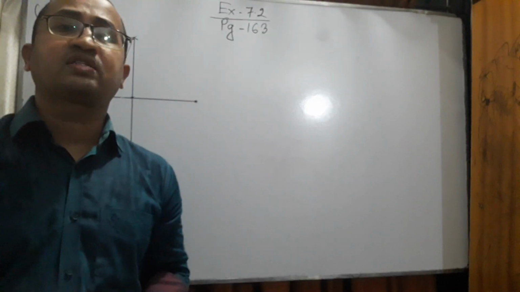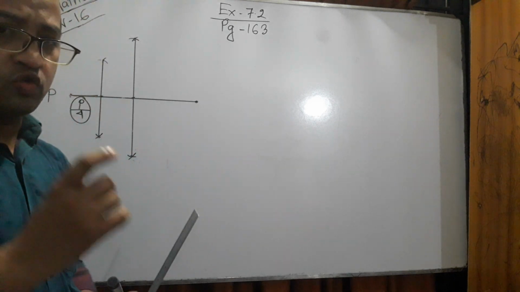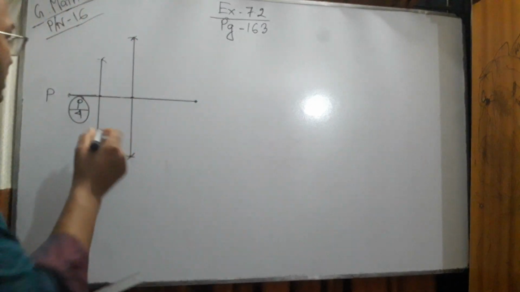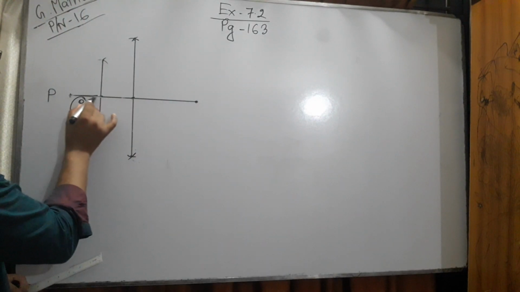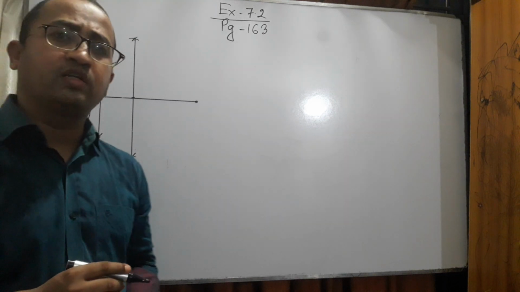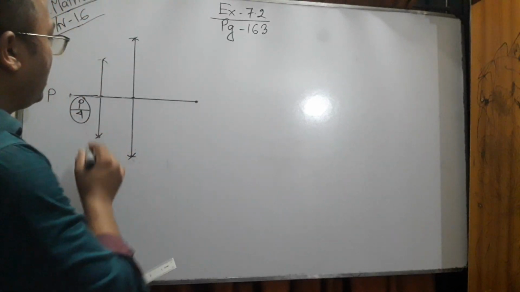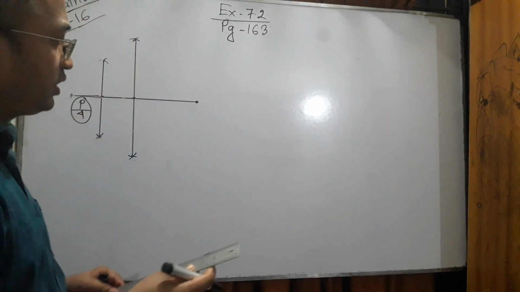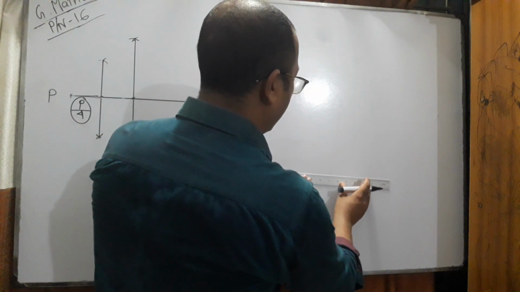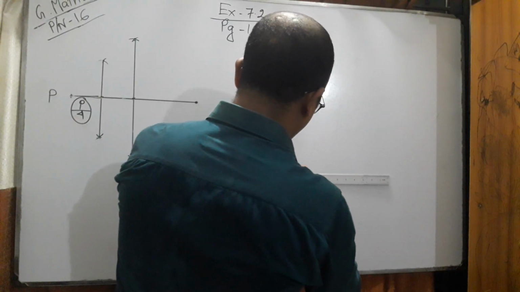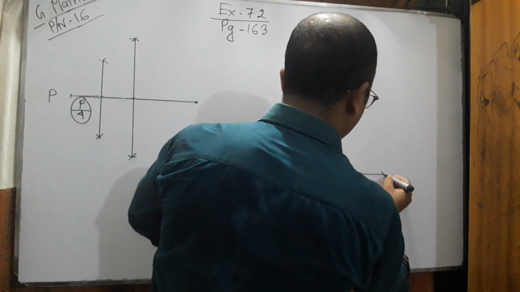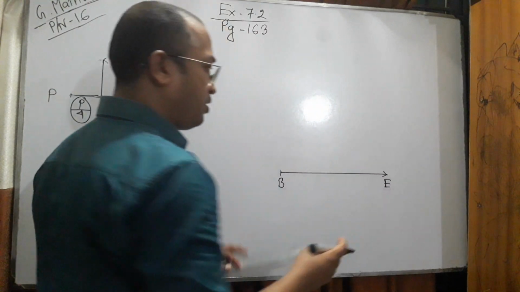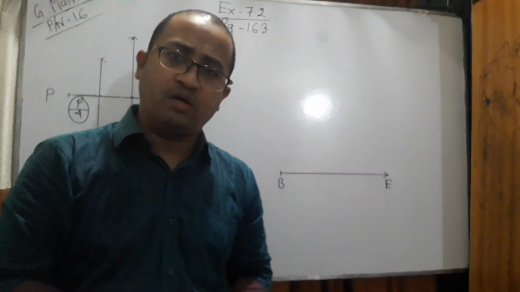That is one side of the square, because the perimeter of the square is the sum of the four sides, and this portion is 1/4 of P, that is one side of the square. Now we will draw the required square by using this portion. Again we draw a ray. Say this is BE.